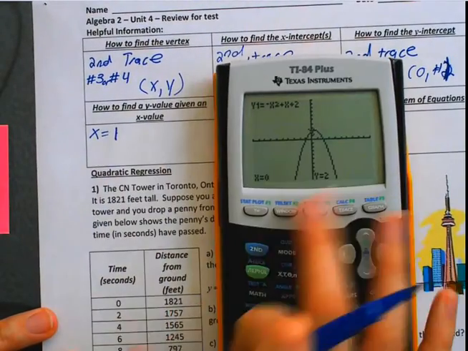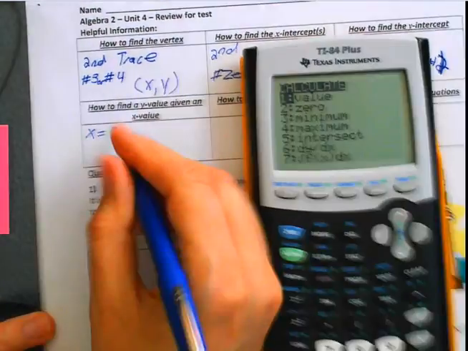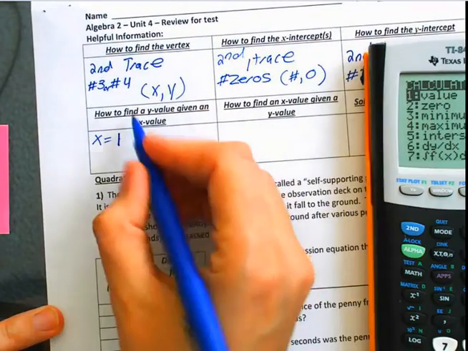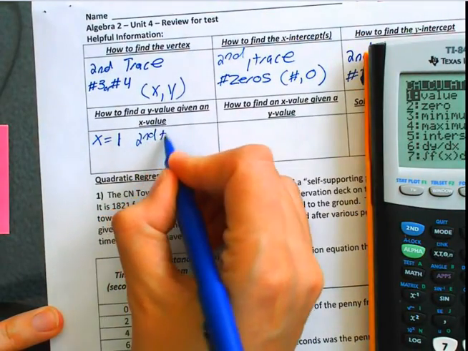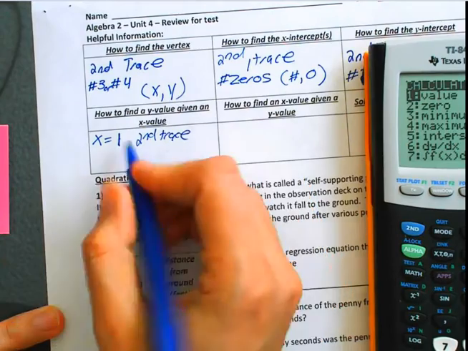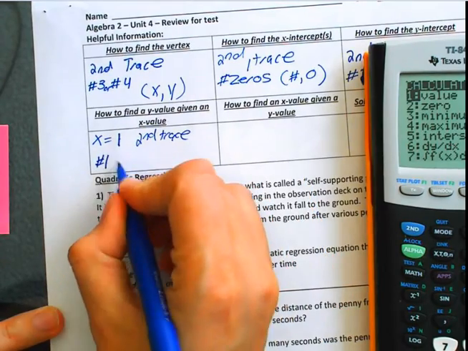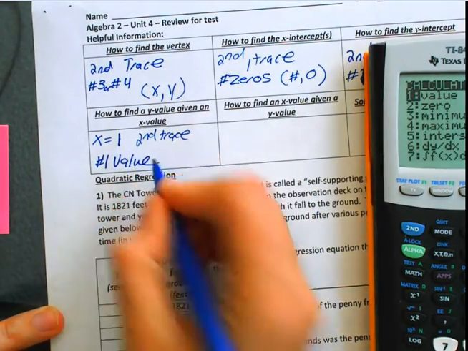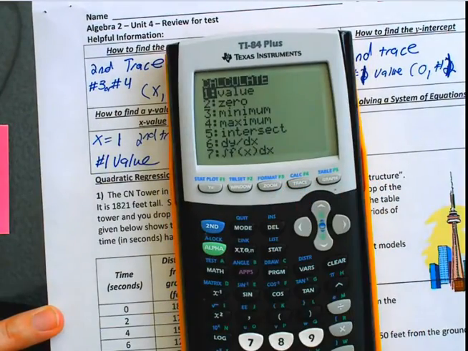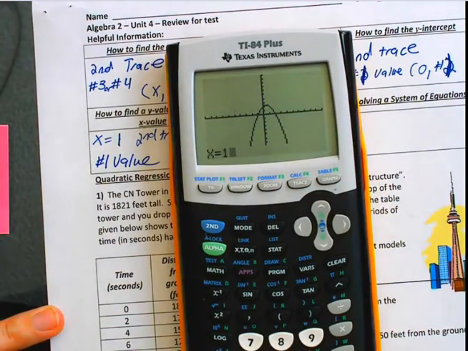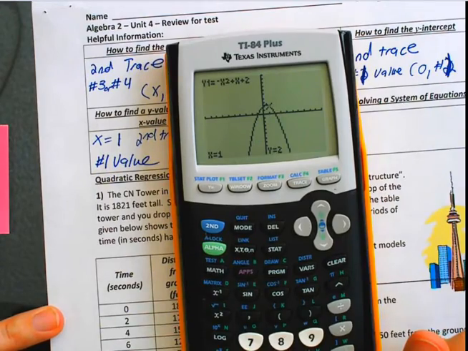So I'm going to go to second trace, which again takes you into the calc menu, and we're going to use number 1 for value, and then you're going to put whatever they tell you the value is for the problem. So I'm going to say 1, and it outputs what my y value is.